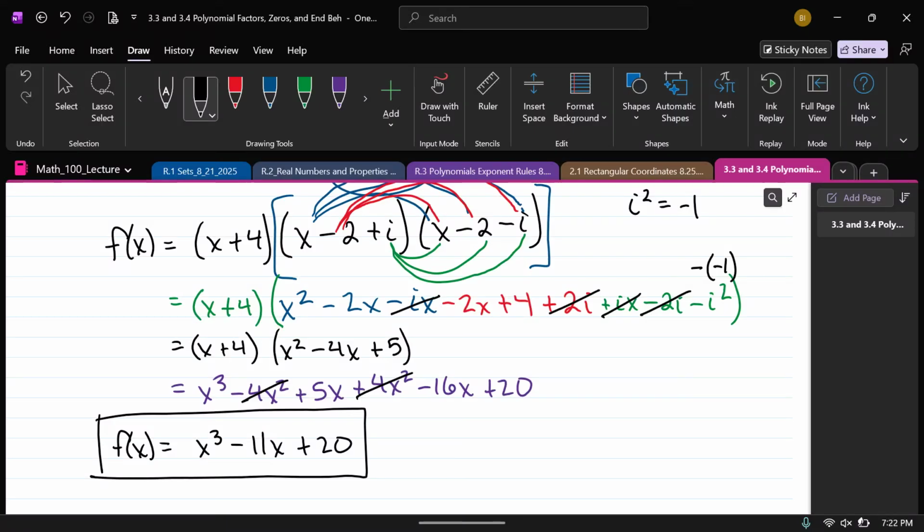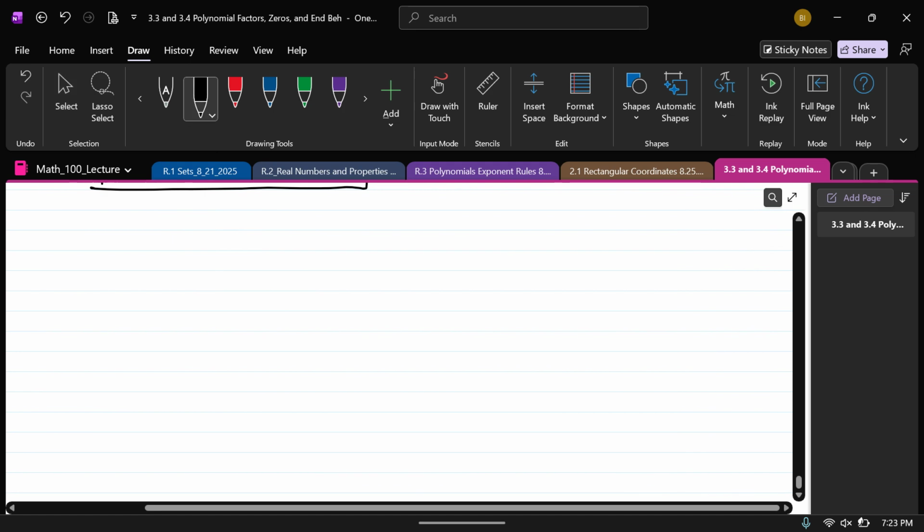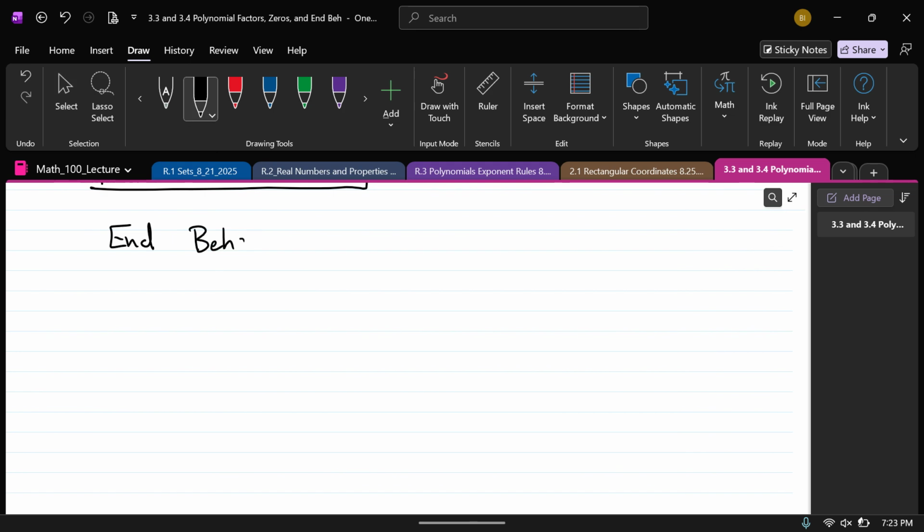Okay. All right. The last thing that we're going to talk about of the semester, last new thing, is the end behavior of polynomials. This takes no multiplication. This takes no i's and no square roots and no division or anything like that. It just takes looking at a polynomial. Probably one of the easiest things we do, the end behavior of a polynomial.